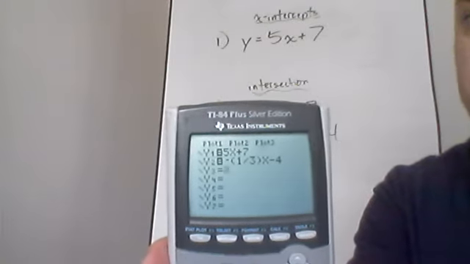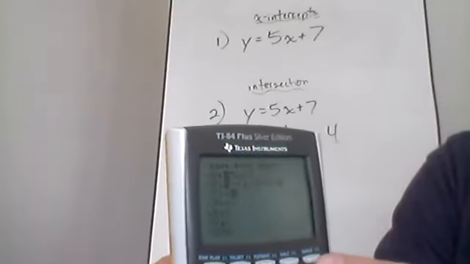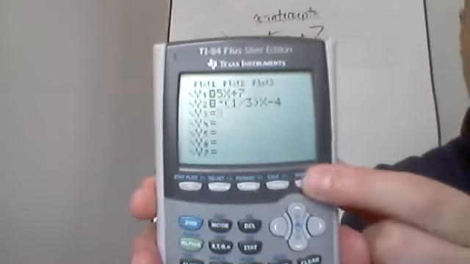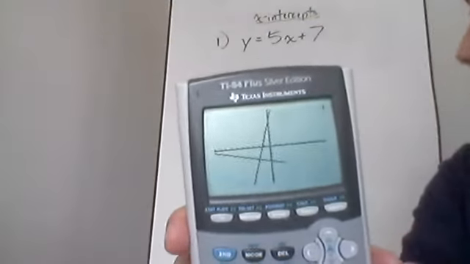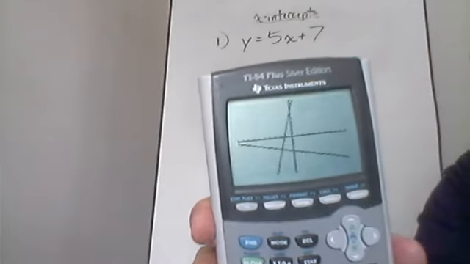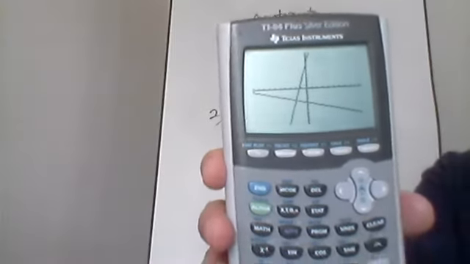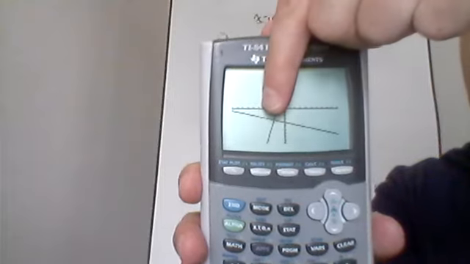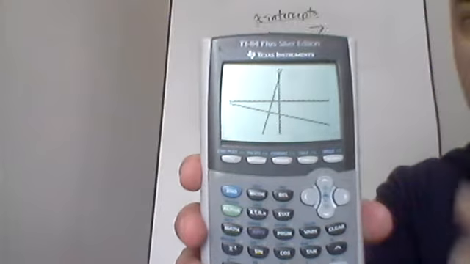My y1 is 5x plus 7. And now I want to find the intersection of these two. So I hit the graph button again, and there's the 5x plus 7 is already there, and now it's drawing the new one, the negative 1/3 x minus 4. And we can see there's an intersection of those 2 graphs right down in there.